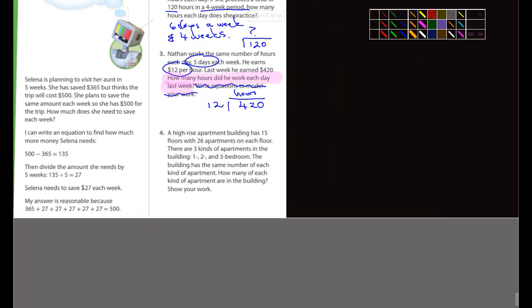Number 4, last one. A high-rise apartment building has 15 floors with 26 apartments. Okay, 15 floors, 26 apartments. On each floor, there are 3 kinds of apartments in the building. The 3 kinds are 1 bedrooms, 2 bedrooms, and 3 bedroom apartments. Okay. The building has the same number of each kind of apartment. In other words, I'm just throwing a number out here. Say if it's 20 one bedroom apartments, that means there's going to be 20 two bedroom apartments, which means there's going to be 20 three bedroom apartments.